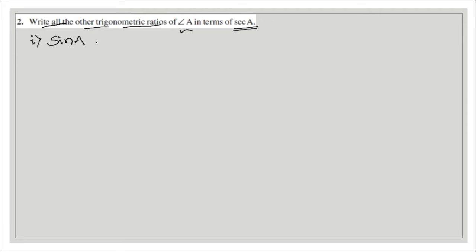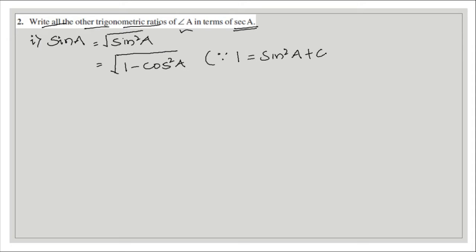We all know that this can be written as root of sin square A. So it can be root of 1 minus cos square A, using the identity 1 is equal to sin square A plus cos square A. So I have used one identity now.